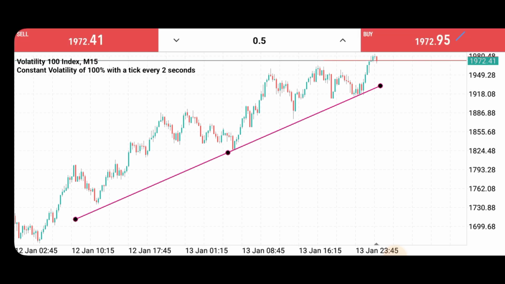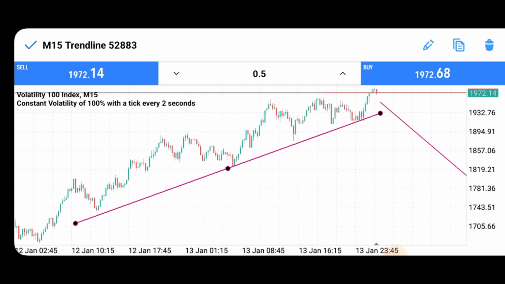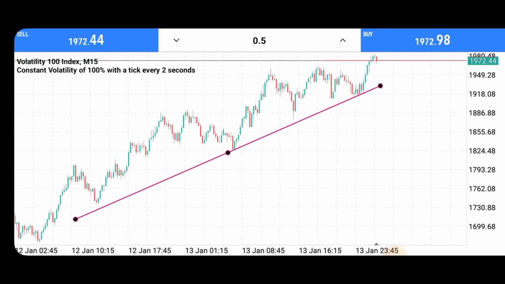When the market is downtrending, we will pay more attention to the lower lows and the lower highs. Okay, so that is what you need.